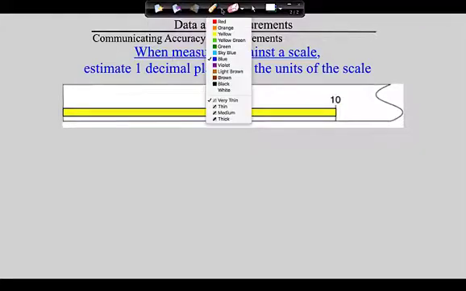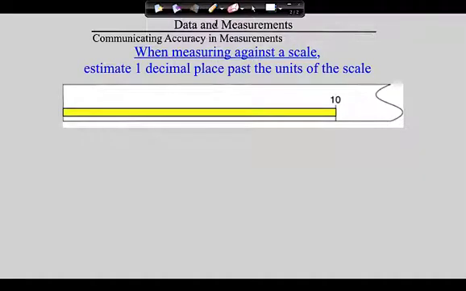So guys, let me show you when you're ready. Let me show you what that means.